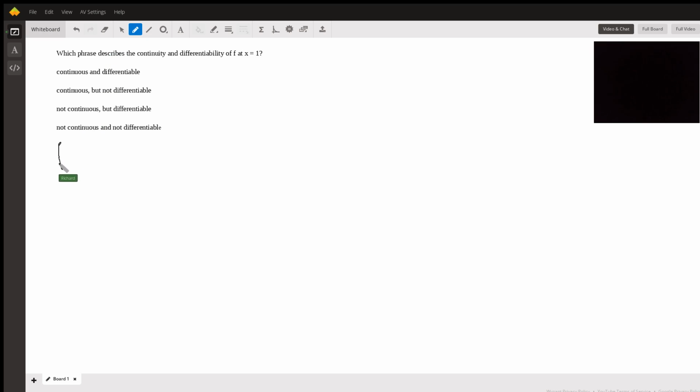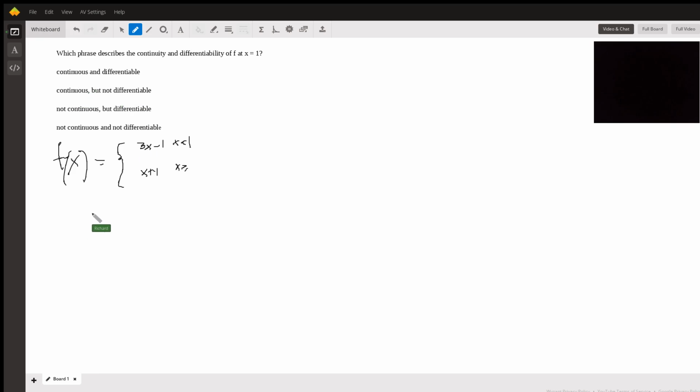So the function is f of x. It's a piecewise function, and it equals 3x minus 1 when x is less than 1. And it equals x plus 1 when x is greater than or equal to 1. And we have to decide whether it's continuous and differentiable. Basically, yes or no on continuous, yes or no on differentiable.